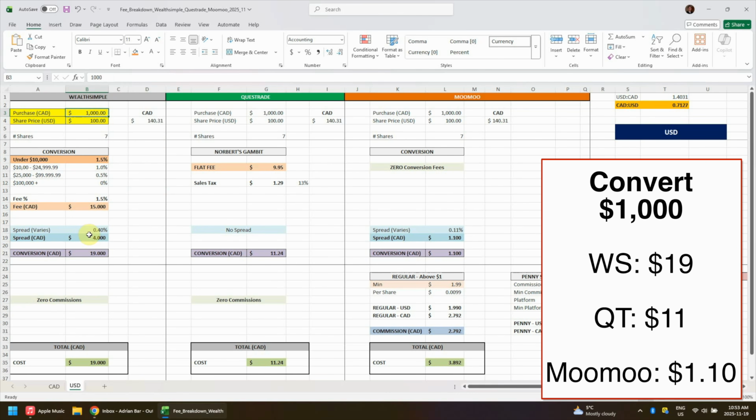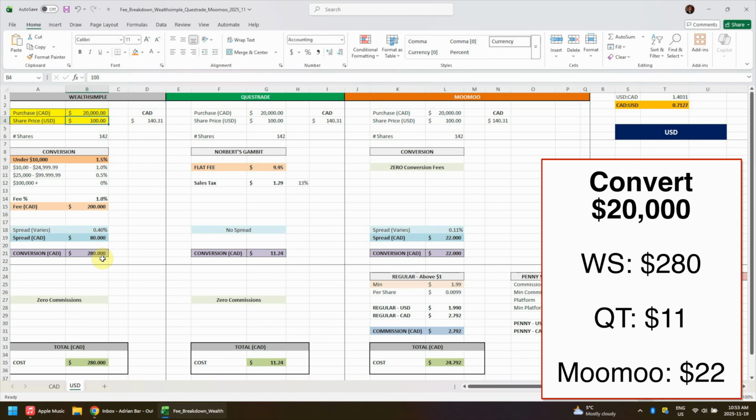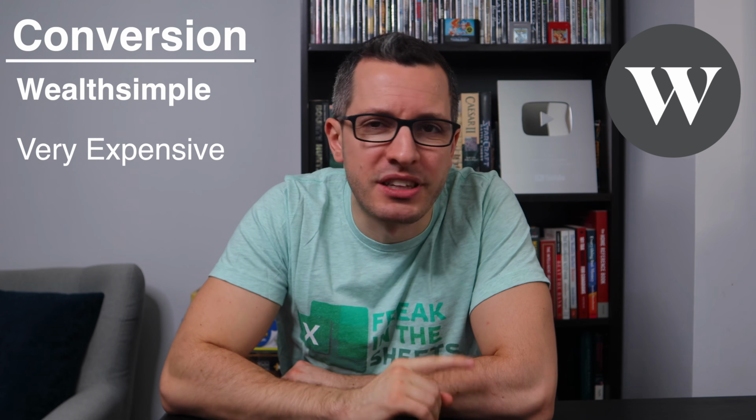$1,000? Wealthsimple will cost you $19. Questrade flat at $11, and Moomoo $1.10. What about $5,000? Wealthsimple costs $95. Questrade again $11, and Moomoo only $5.50. Let's go big. What about $20,000? Wealthsimple would cost you $280. Moomoo only costs $22, and Questrade now takes the lead. Again, $11. I hope it's clear.